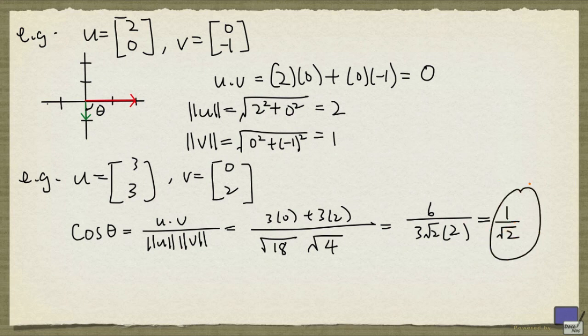And this is the cosine of a special angle. In fact, theta has to be pi over 4, or in degrees, 45 degrees. If you draw u and v on the plane, you'll see that they do indeed form a 45-degree angle.